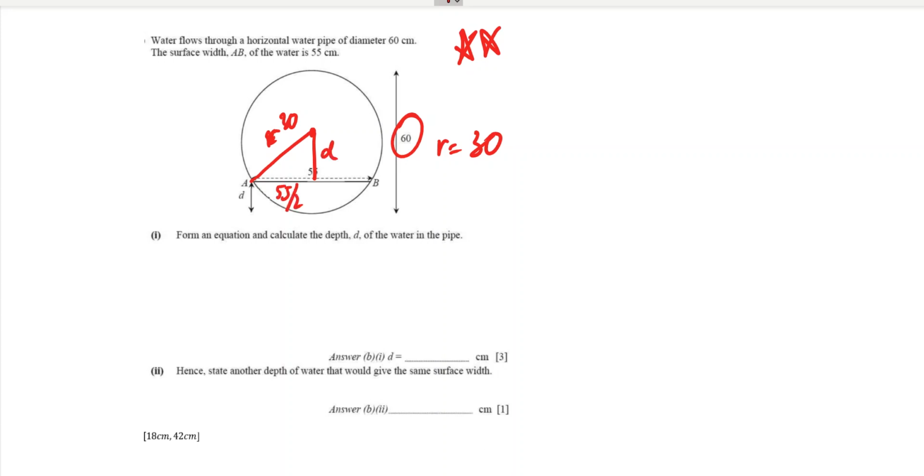Find out what x is using Pythagoras theorem. And then you can find out the depth of the water in the pipe. So sometimes when you do not have the r, try to use this way to form a right angle triangle to find your radius.